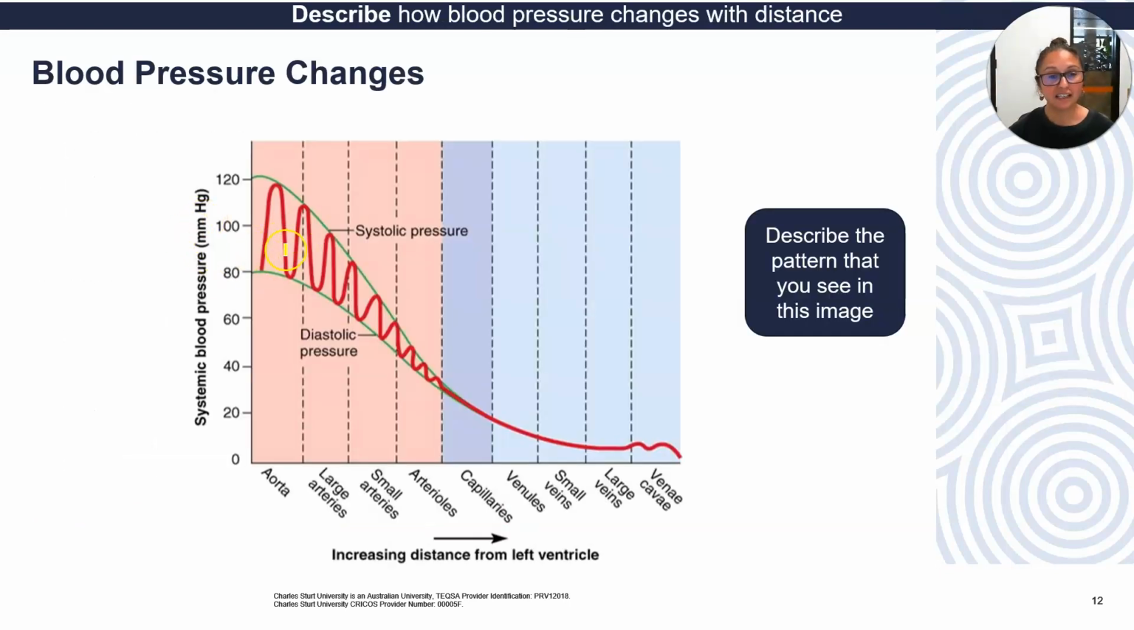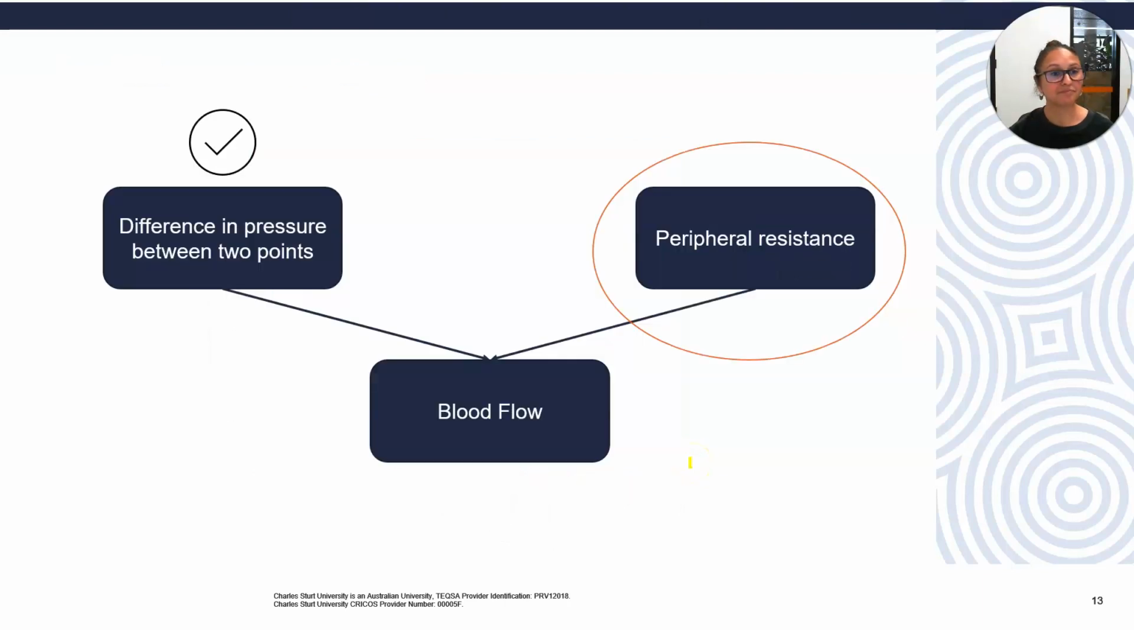Can you see here, when the blood is coming straight out of your heart, it's coming out at a higher pressure, and then it loses pressure as it goes further and further away from the heart? Because the heart is the pump and it's creating that blood pressure. But as you go further along, you lose it.